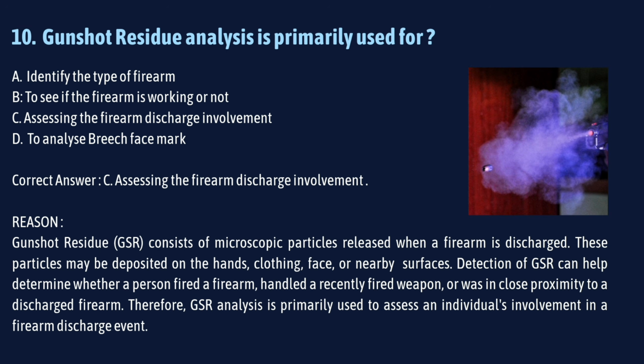Here is the last question of the day. Gunshot residue analysis is primarily used for. The correct answer is assessing the firearm discharge involvement. Reason: gunshot residue or GSR consists of microscopic particles released when a firearm is discharged. These particles may be deposited on hands, clothing, face or nearby surfaces. Detection of GSR can help in determining whether a person fired a firearm, handled a recently fired weapon, or was in close proximity to a discharged firearm. Therefore, GSR analysis is primarily used to assess an individual's involvement in a firearm discharge event.